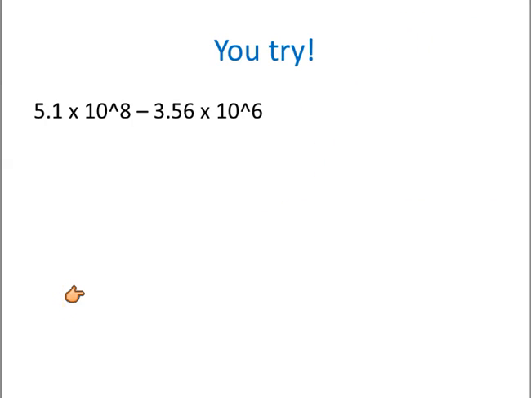I want you to try one on your own in your math notebook, just to make sure that you are good with this. We are taking 5.1 times 10 to the 8th, subtracting 3.56 times 10 to the 6th. Notice you do have different powers, so you need to adjust those before you can subtract. Go ahead and click pause and try this in your math notebook, and when you're ready to check your work with mine, click play.